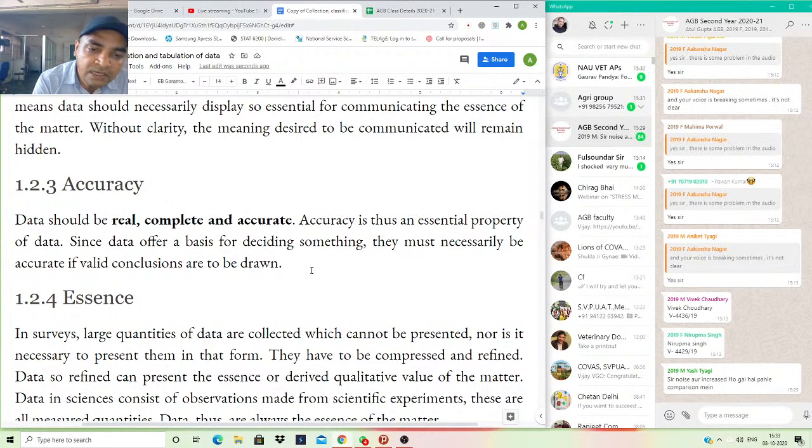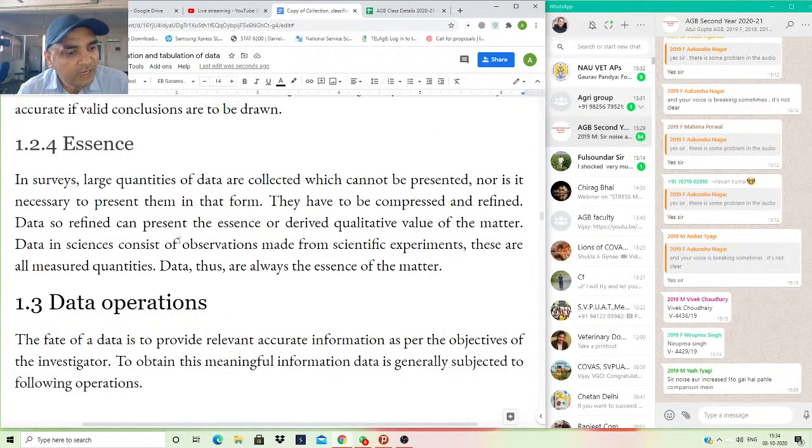If you are measuring data, it should be accurate. If while measuring you are deliberately or inadvertently recording inaccurate data, that will lead to errors in your ultimate conclusions. So data must be accurate to draw meaningful and right conclusions from it. Then comes the essence.